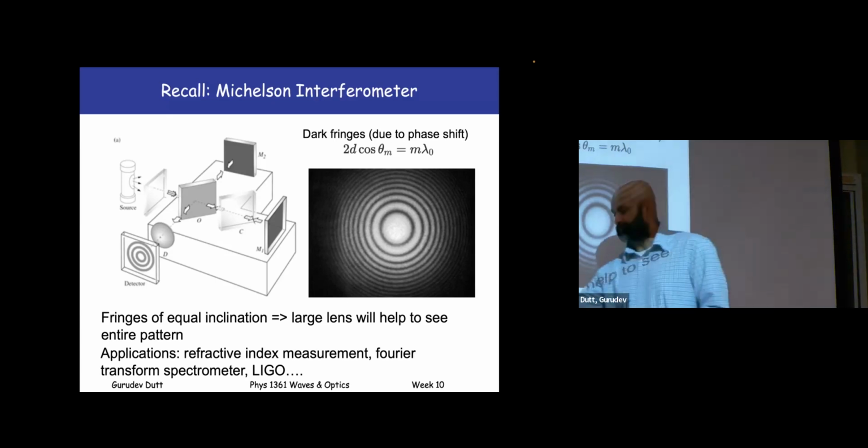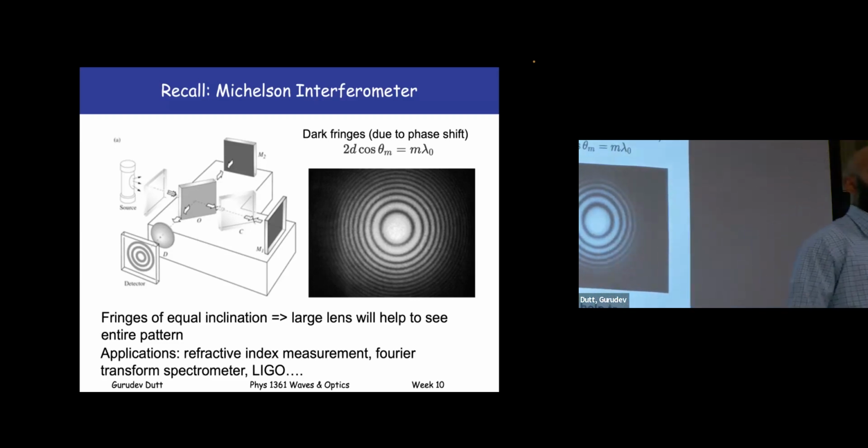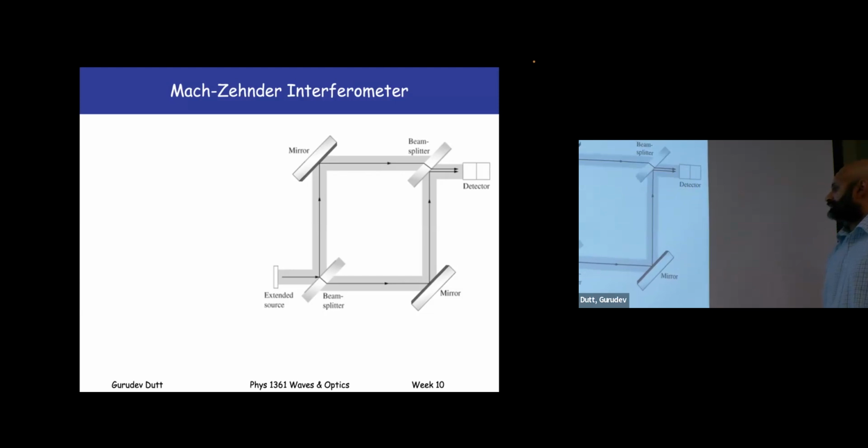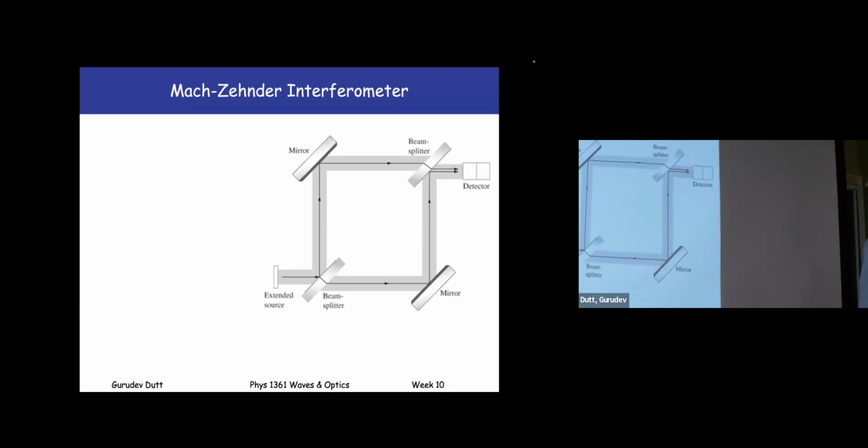And another application that again might be familiar to some of you is LIGO. So the LIGO interferometer is basically a very large baseline Michelson optical interferometer. And we'll cover maybe a couple other applications as we go along. Okay, I wanted to introduce one other interferometer, which is very interesting, or at least is also widely used, which is called the Mach-Zehnder interferometer.